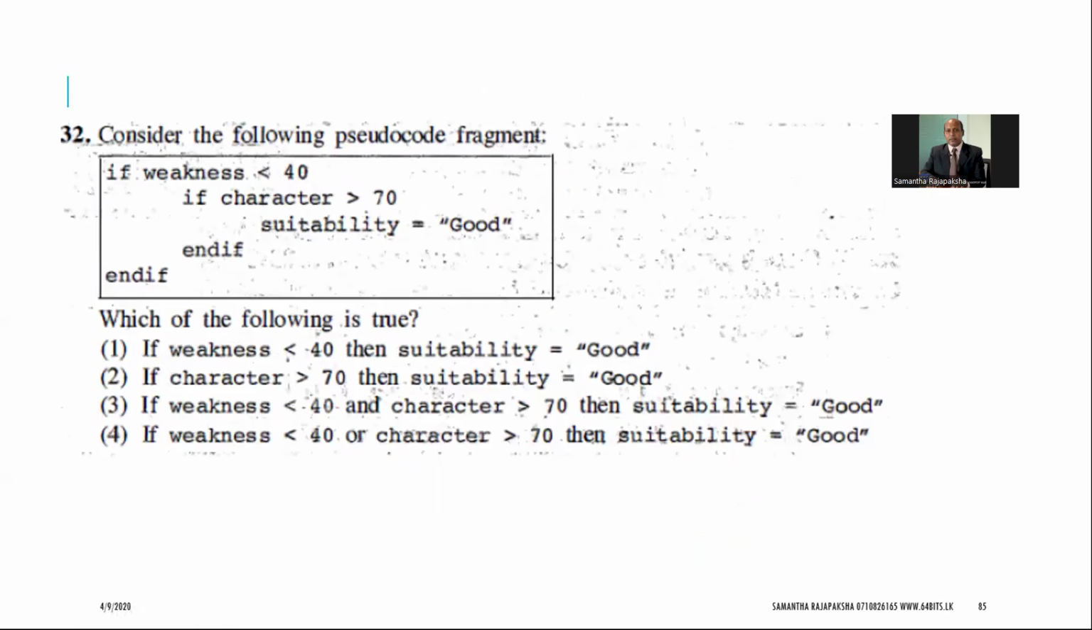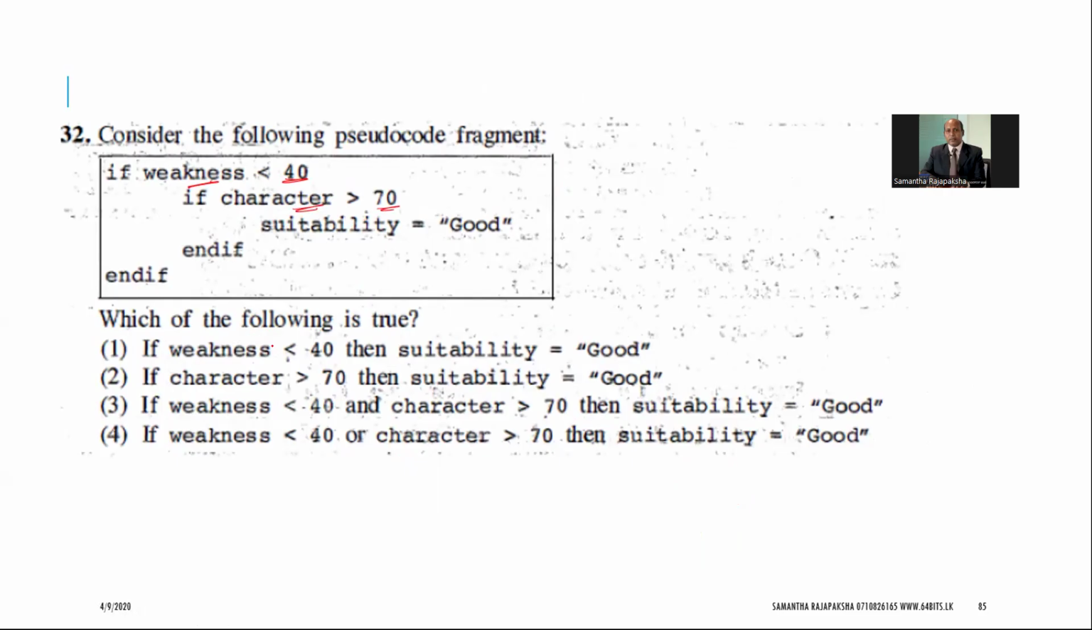Okay, this one, consider the following pseudocode fragment. Which of the following is true? Now what you do here, we check the weakness. If the weakness is less than 40, as well as character is greater than 70, then you can say good.